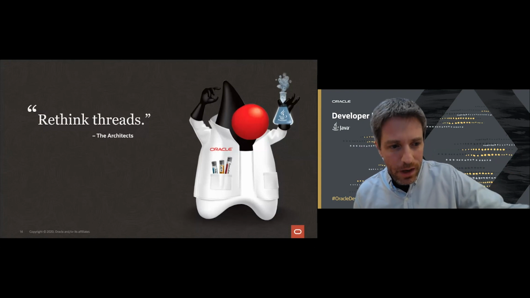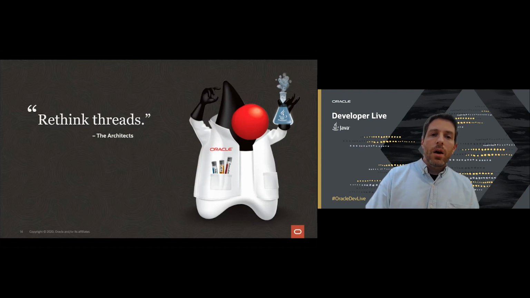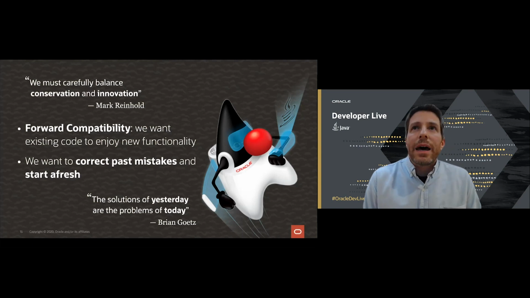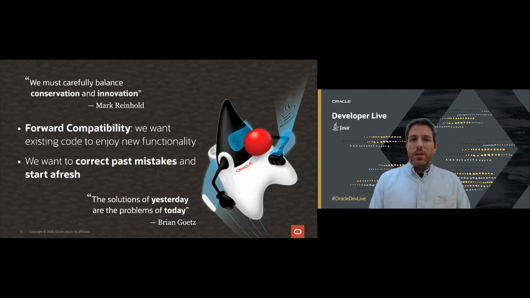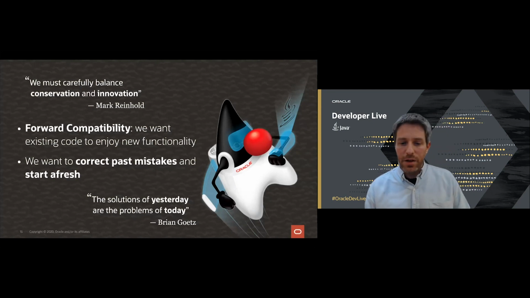So the Java architects gave us the task of rethinking threads. Whenever we want to introduce a new feature to Java, we have to do sort of a balancing act. We need to balance conservation and innovation. By that we mean that it is desirable that new features are forward compatible. That means that old code can benefit from them.